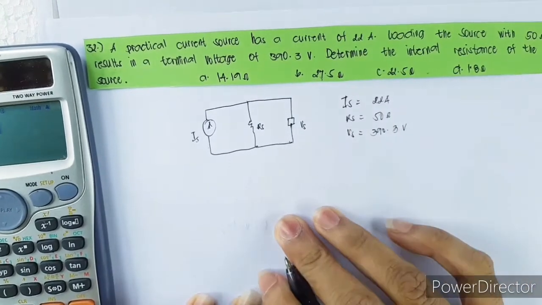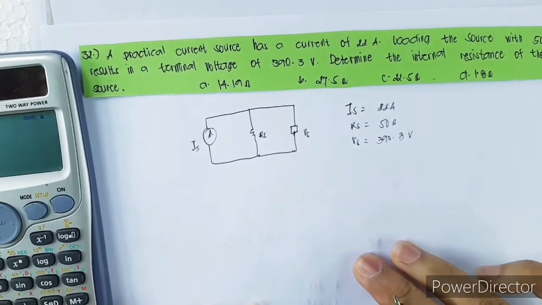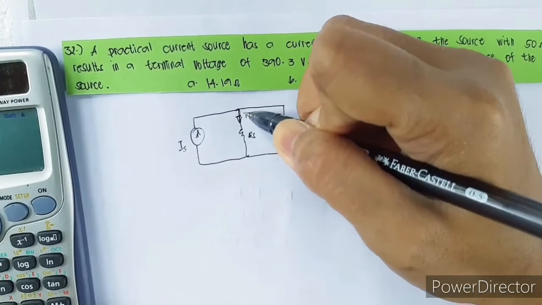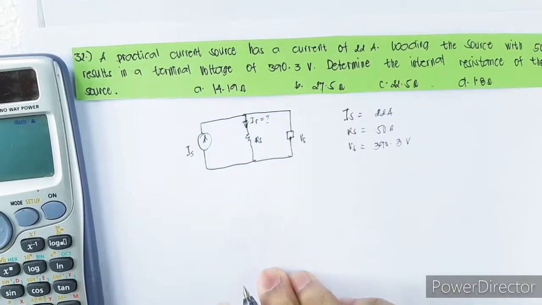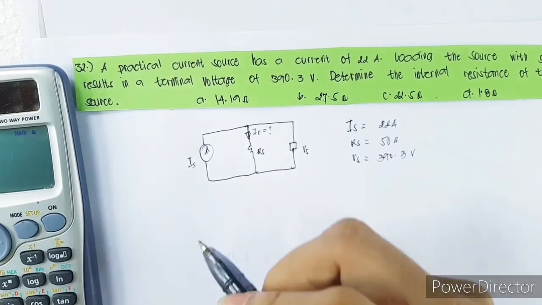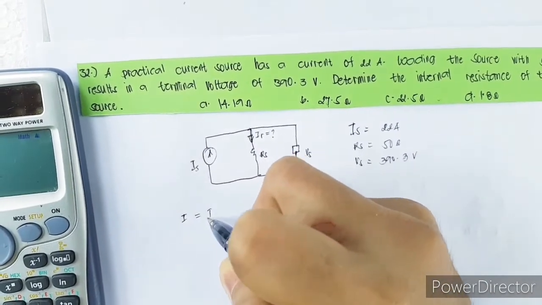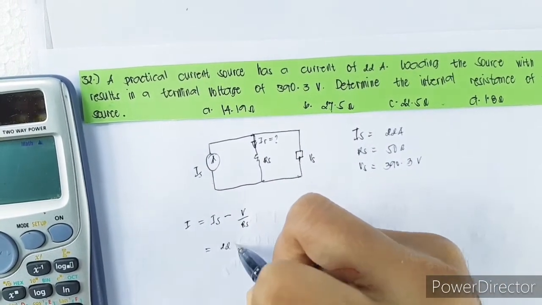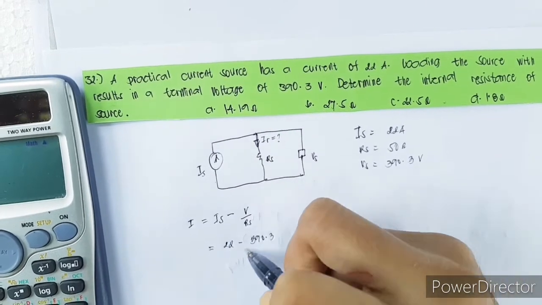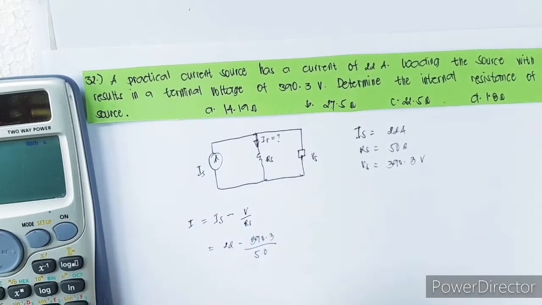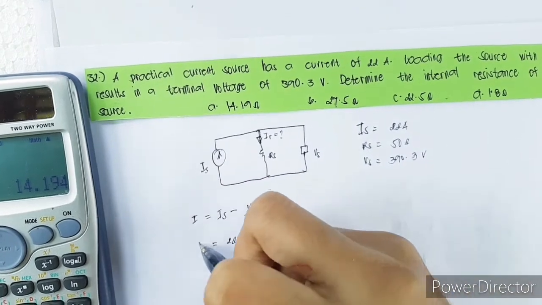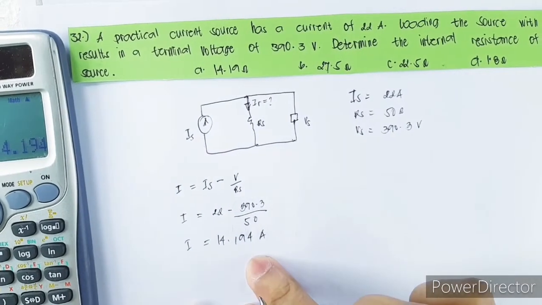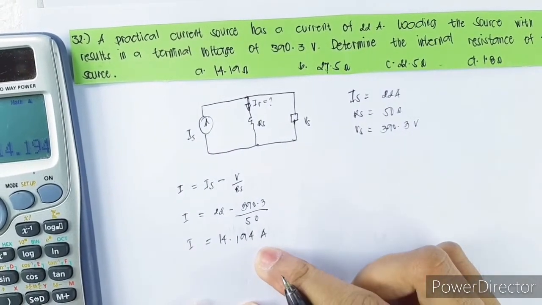So IS is equal to 22 ampere, and the RS is equal to 50 ohms, and the VS is equal to 390.3 volts. What we are looking for in this problem is the internal resistance, but first we need to find the current flowing here in this area, or also known as the IR. So in practical current source, the formula in finding the current is IS minus V over RS. So 22 minus 390.3 over 50. So we have 14.194 ampere.